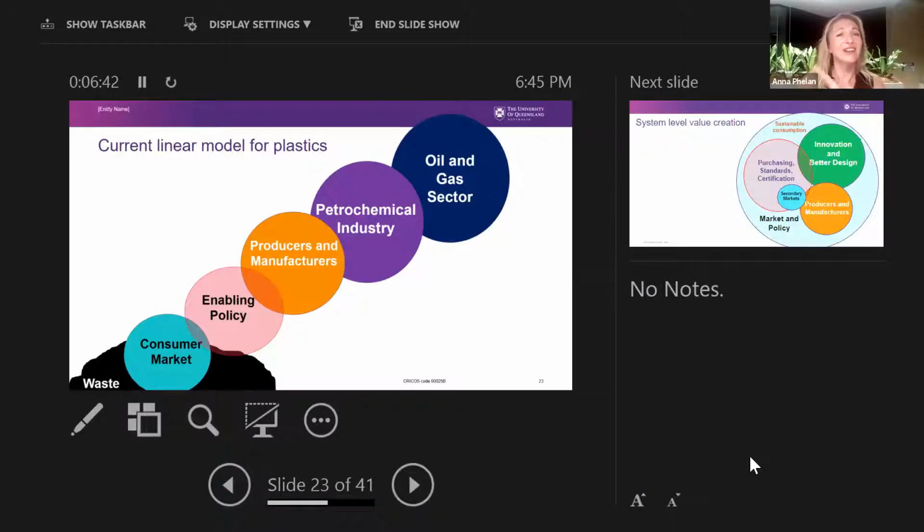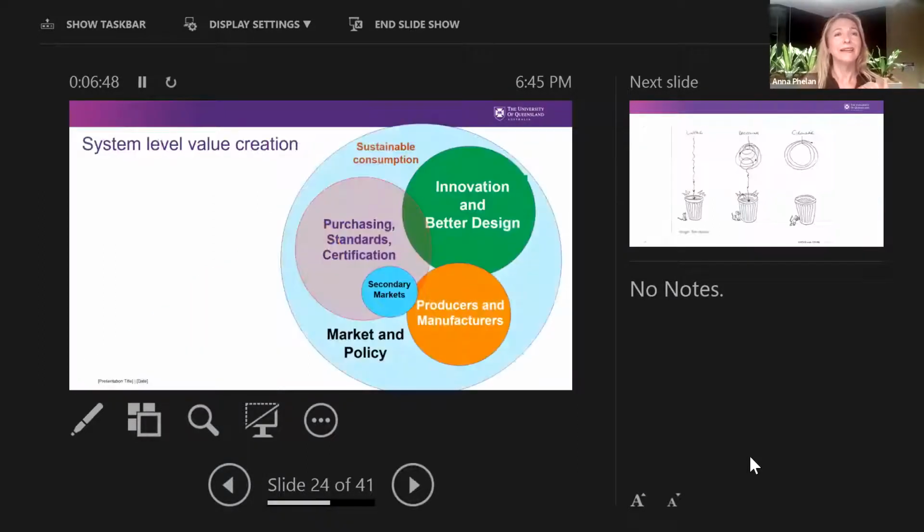Of course, this is just our current linear model, otherwise known as the take, make, waste economy. This is where we're playing now. Where we're trying to go collectively is into system level value creation, where there's better innovation and design. We have secondary markets emerging and policies supporting this. So legislation is really helping the consumers and the producers work together.